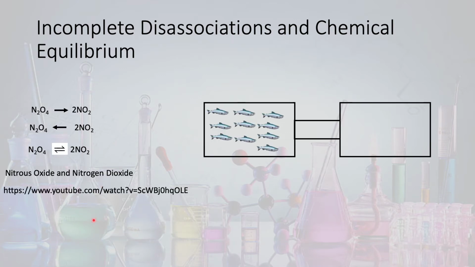Now let's use an example that maybe you've seen before: the production of nitrogen dioxide from dinitrogen tetroxide. As this reaction occurs forward, one molecule breaks down into two molecules of nitrogen dioxide. And as the reverse reaction occurs, two molecules of nitrogen dioxide form one molecule again. This chemical reaction occurs in equilibrium, so as the forward reaction occurs, the reverse reaction occurs. If you haven't seen this, you can check out this YouTube video link here, where you can see how heat influences the balance of this chemical equilibrium.